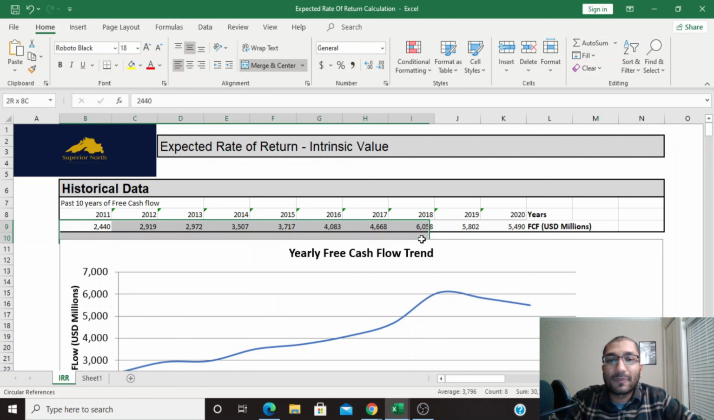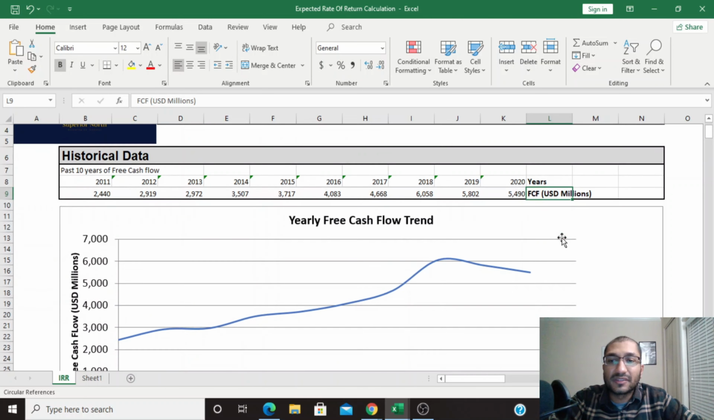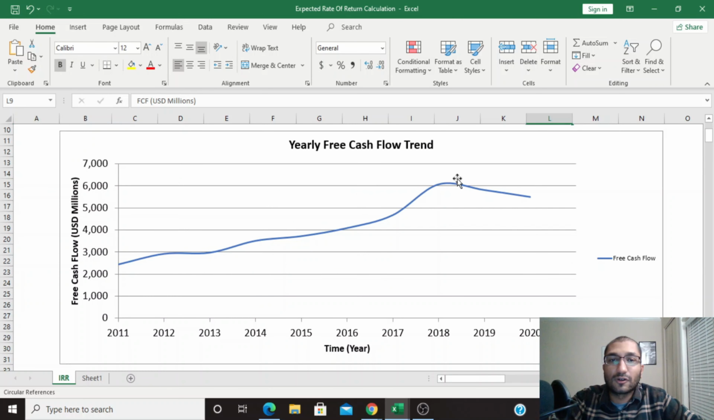Over here, I pasted the past 10 years of free cash flows that I got from Morningstar. All the numbers here are in millions of US dollars. This is the yearly free cash flow trend that we get over the past 10 years. We can see that the company's free cash flow have been trending upwards.